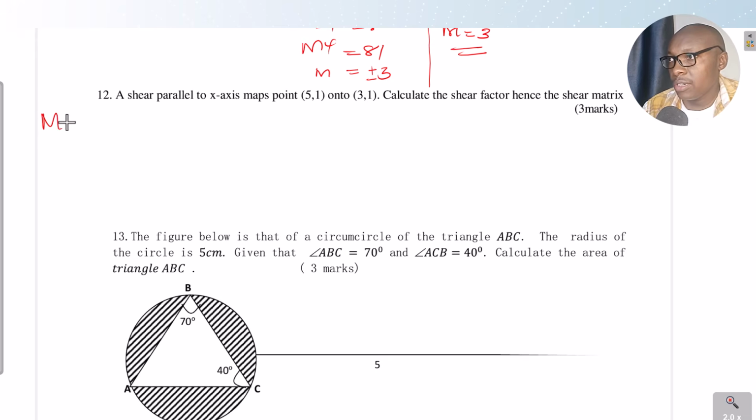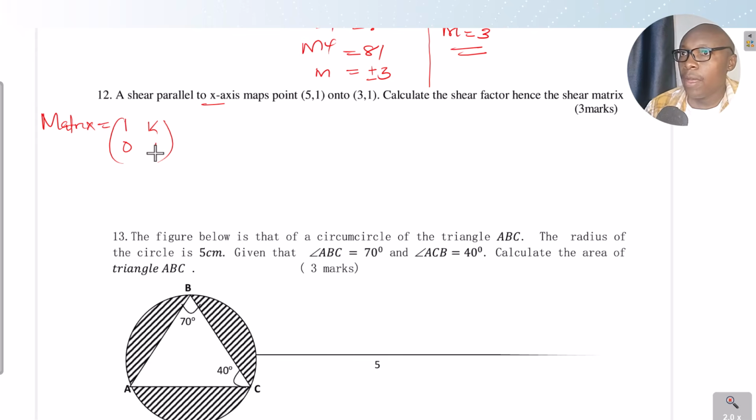So the matrix that represents that type of shear is given by, for this one, you have to understand it from the unit square. That can help you to get this matrix. So we have 1, 0, k, 1. This is the matrix of shear parallel to the x-axis, with shear factor k.